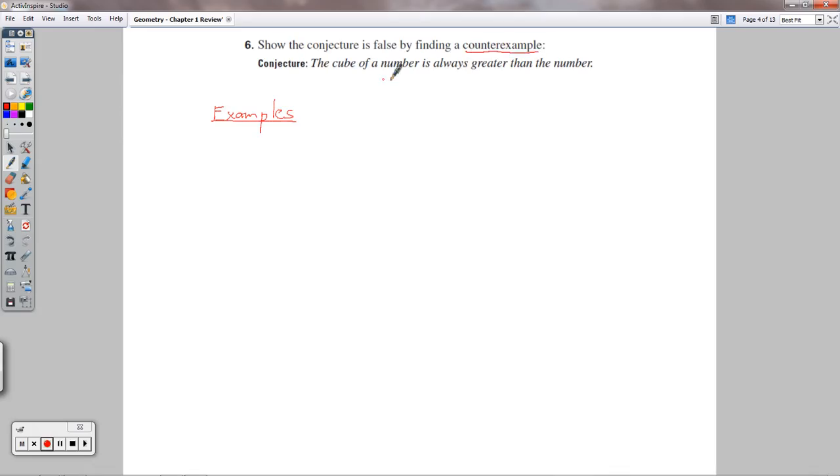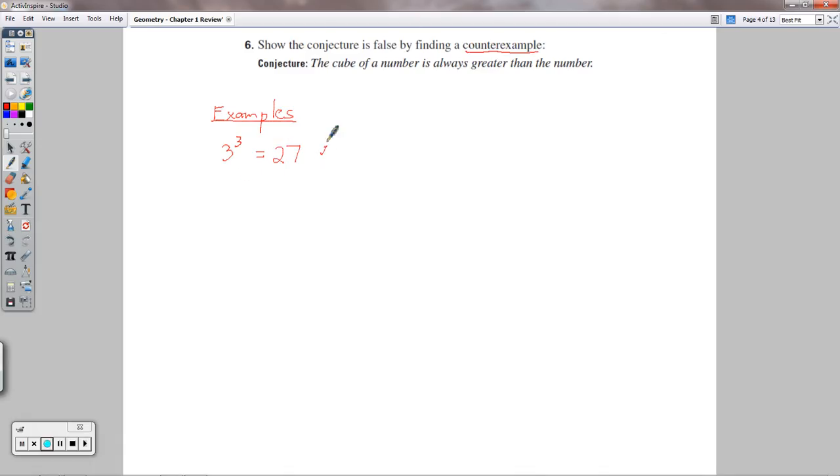So it seems like if you just think of some random whole number, maybe like 3, and you take 3 cubed, you get 27. Does the conjecture hold true in that case? The cube of a number is always greater than the number. So this is the cube of the number is 27. Greater than the number you started with before you cubed it. Is 27 greater than 3?